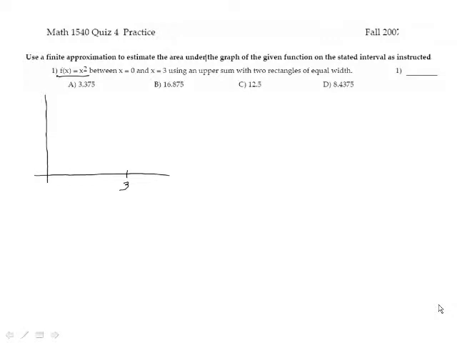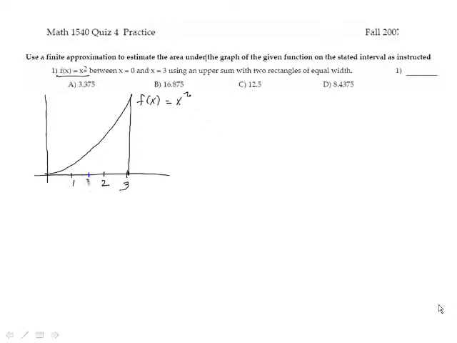you'll see that you have these points on the curve. And this is f of x equals x squared. And we want to approximate the area under the curve. And it said do it with two rectangles. So if you're going to do it with two rectangles, you're going to split it here.